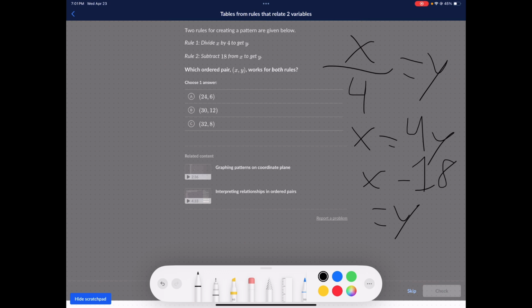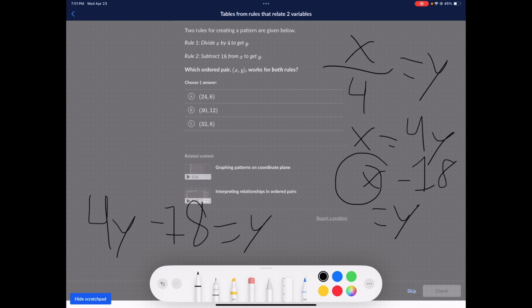So what is the ordered pair if we're doing both sides? Well, we can actually plug in values for values. If we know that x is equal to 4y, does that mean we can also plug that in for this variable right here? Well, let's see if we can. 4y minus 18 is equal to y. So what do we do here now?